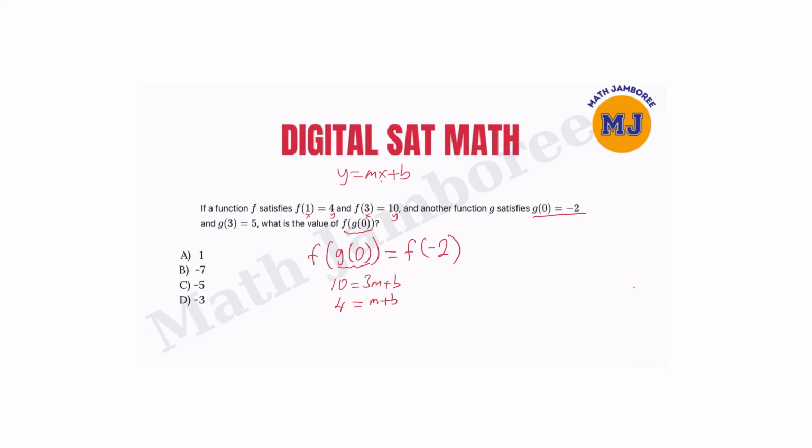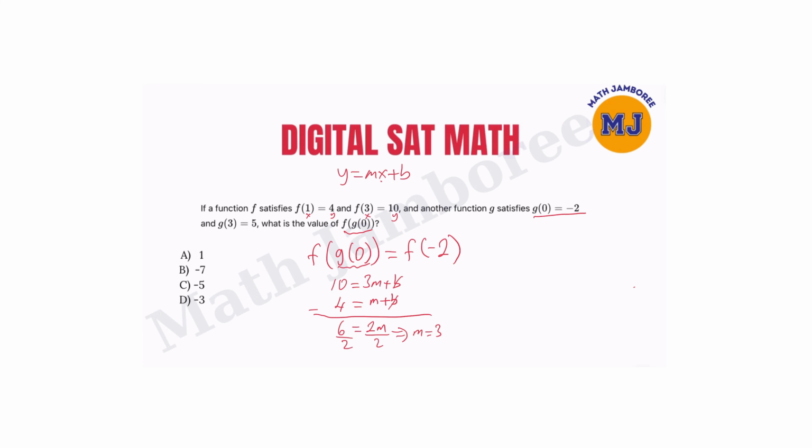1m plus b. To find the value of m, I'm going to go ahead and subtract both sides. These cancel each other out. 10 minus 4 is 6. And 3m minus m is 2m. And we will divide both sides by 2. Then m will be equal to 3.